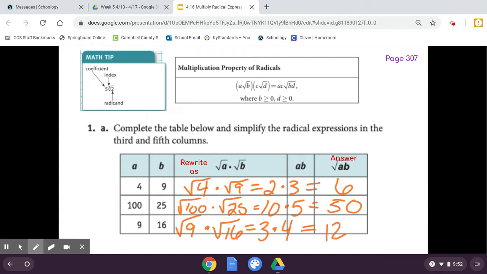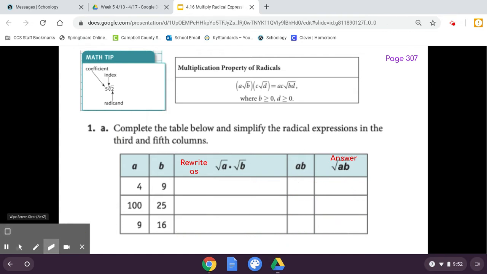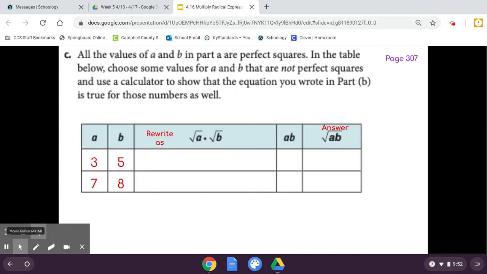Okay, they're all not going to turn out this nice, though. So let's see what else we have in store for ourselves here. So this is the second part of page 307. This is part C. So this time we have square root of 3 times square root of 5. Well, neither one of those is a perfect square, so we can just multiply the numbers underneath the radicals, and you have square root of 15 is your answer. That's irrational, so we can just leave it. There's no perfect squares we can pull out of it, so again, we leave it.